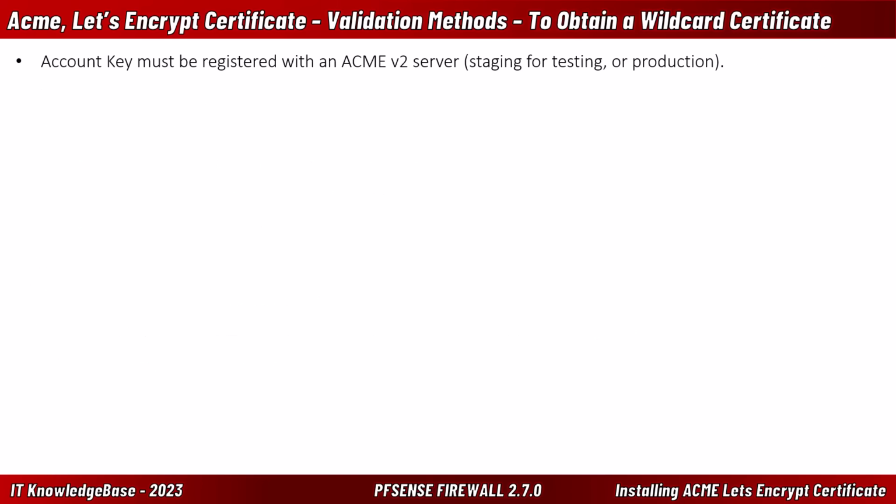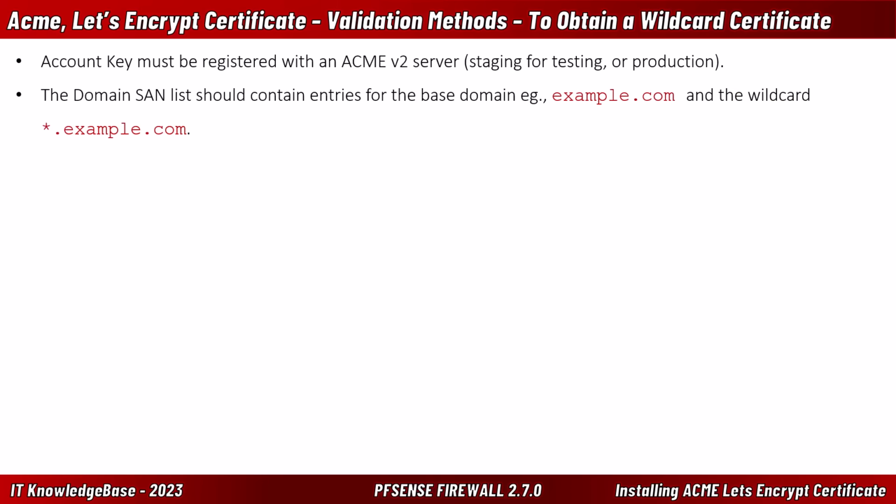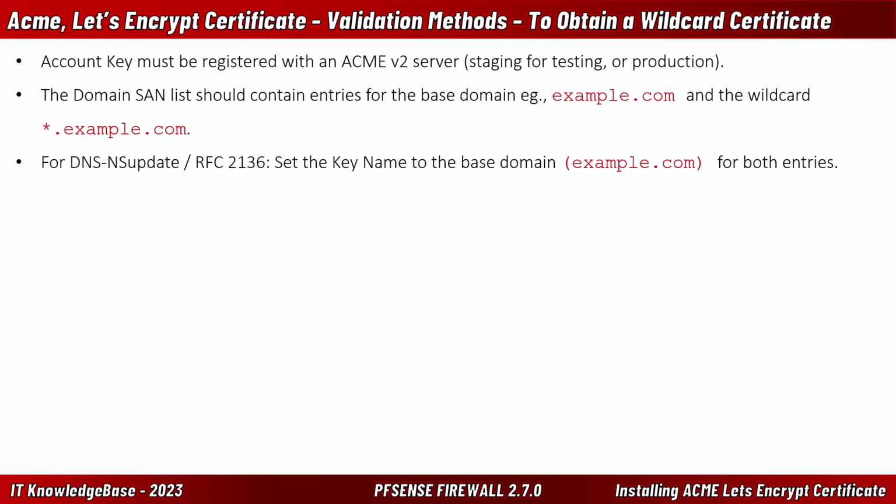The key account must be registered with an Acme version 2 server, staging for testing or production, but I would prefer to choose a production server here. The domain SAN list should contain entries for the base domain, for example, example.com, and the wildcard version of the same domain, for example, *.example.com. The setting will be the same for both entries. For DNS NS update or RFC2136, set the key name to the base domain, example.com, for both entries.